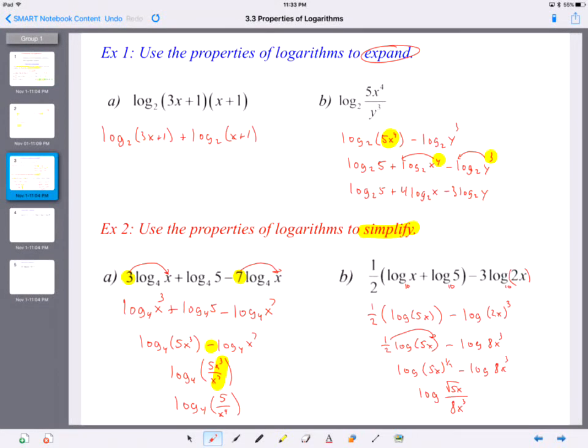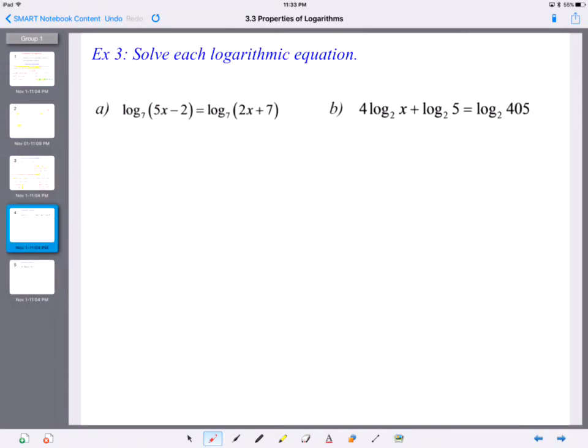Now let's get to the main focus today, which is solving. So we're going to use these properties to solve. The first one we're looking at is log base 7 of 5x minus 2 equals log base 7 of 2x plus 7. Well, when you solve equations, you have to undo the problem. How do you undo a logarithm? You undo a logarithm by using an exponential.